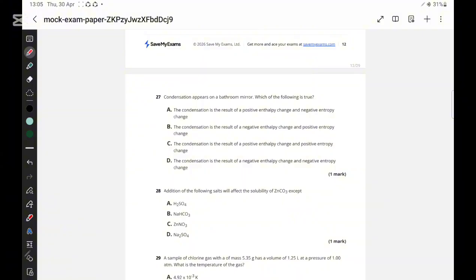So condensation appears on a bathroom mirror. Which of the following is true? For condensation, you are going from gas to liquid state, and you know that gas is at high energy, and the liquid is going to be at low energy. So as you are moving from high energy to low energy, what happens? Energy is released. And if energy is released, then this is going to be exothermic.